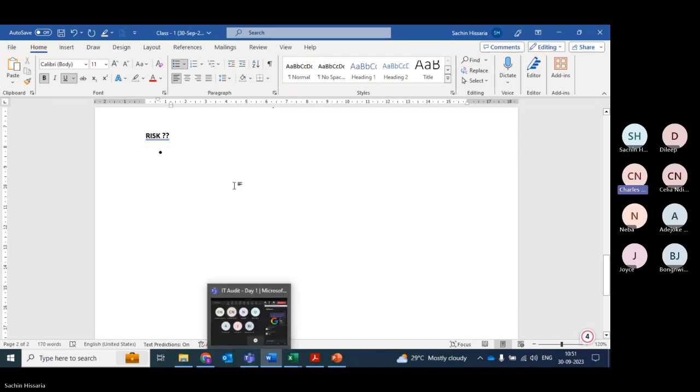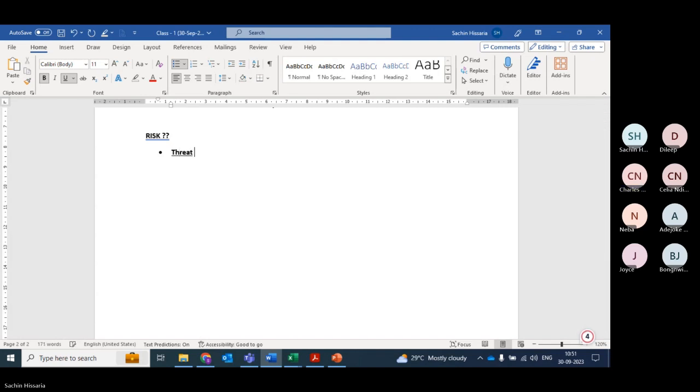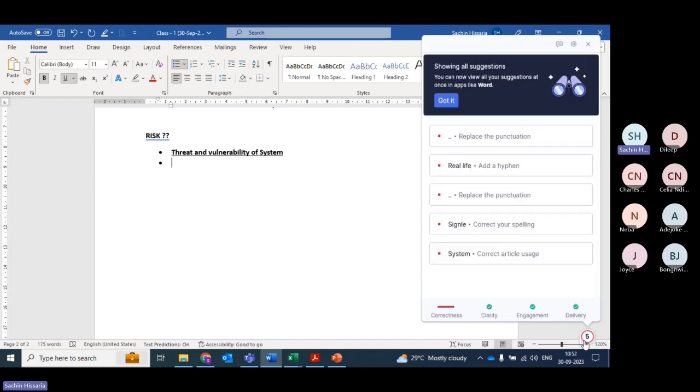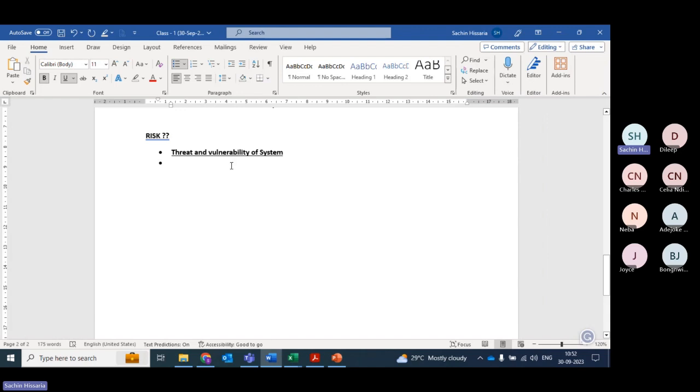I think risk is a threat and vulnerability of a system. What about others? Risk is the possibility that a threat can exploit the vulnerability. Very good answer. It is a possibility. Basically, a vulnerability is a weakness in the system, and a threat is something that can exploit the vulnerability. So that is called a risk.